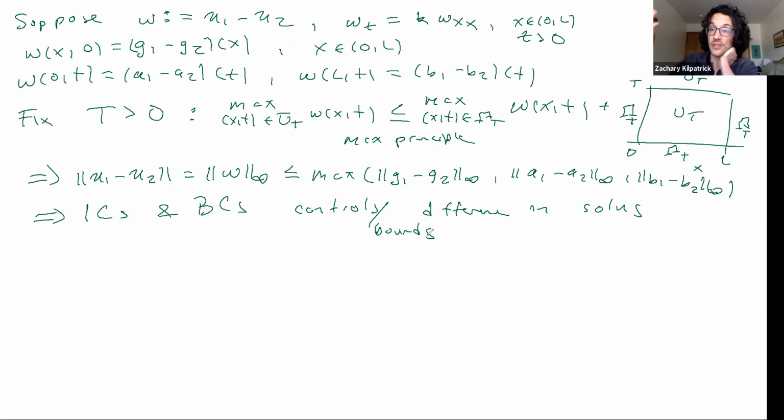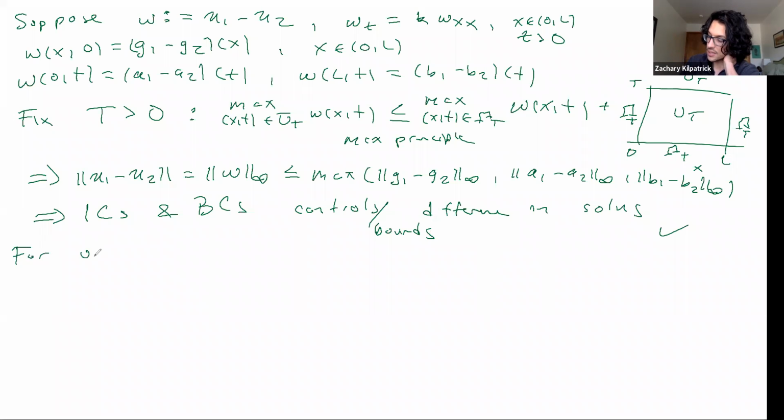So that's all we need for continuous dependence, is some bound on the maximum of our difference between the solutions that depends on the difference between the initial and the boundary conditions, okay? So that shows continuous dependence, right? So what was the approach here? Essentially, we just said, take the difference and apply the maximum principle to the difference, okay?